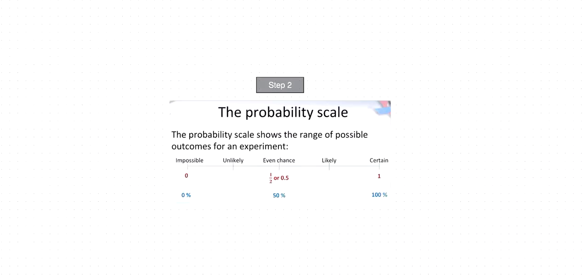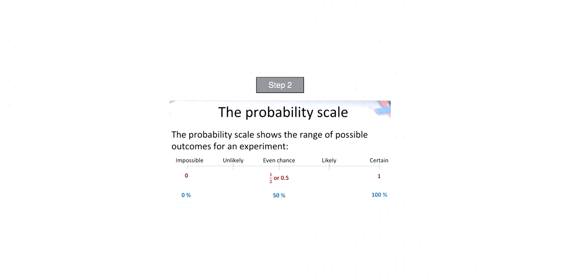So just by looking at the probability scale, we can see that something that has 0 chance is impossible, which is a 0, which is going to give you 0%. So for example, what is the probability of Tuesday coming after Wednesday? Now, there is no chance of that ever happening. 0 chance of that happening, which makes that probability impossible.